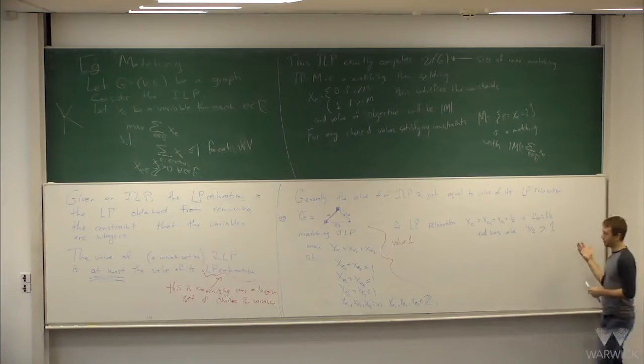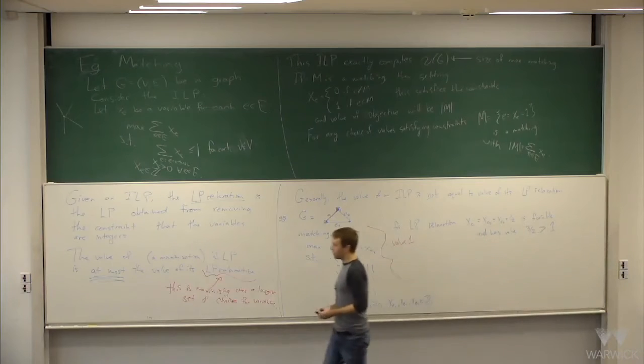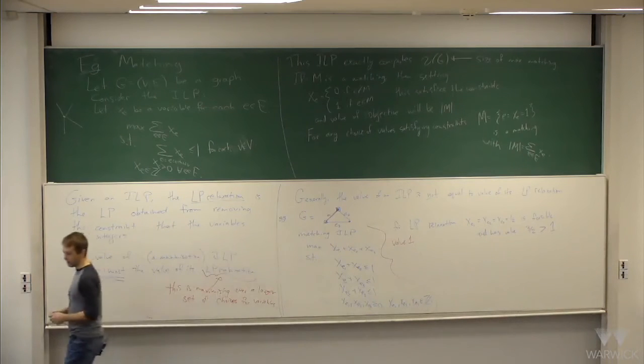So this gives an example showing that often you can't just go right to taking an LP relaxation, because it gives you a different value. Okay. Any questions about that example?